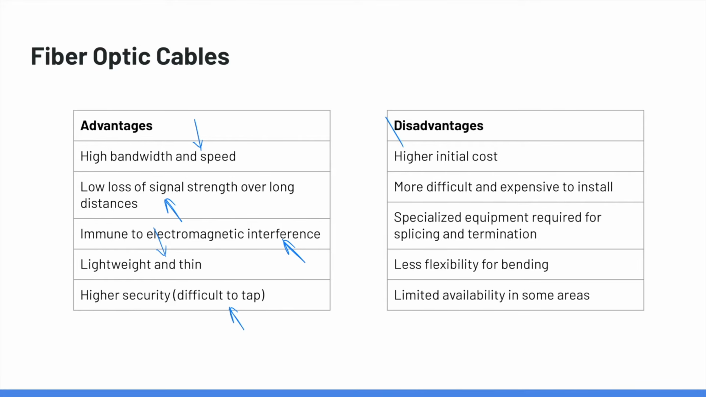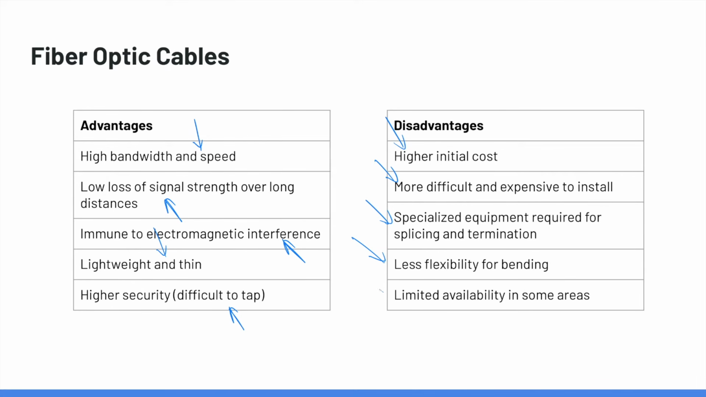The disadvantages are that it's more expensive, both the cable itself and the installation. Specialized equipment is required for splicing and termination, so actually cutting the cord and connecting the cord to equipment. Just cutting the cord can be quite expensive. There's less flexibility for bending. So if we do want to install fiber optic cable in a building that requires us to bend that cable quite a lot, then that can be a problem.